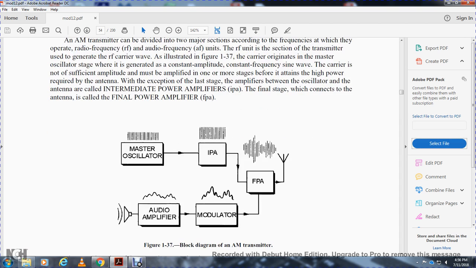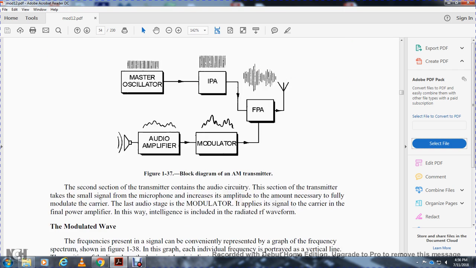Okay, master oscillator, intermediate power amplifier, final power amplifier, modulator, audio amplifier. The second section of the transmitter contains the audio circuitry.